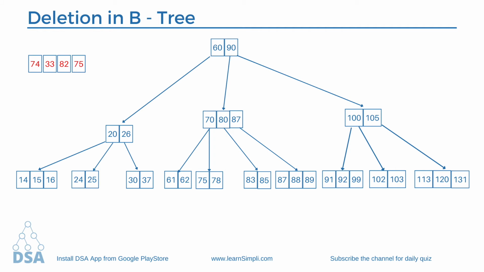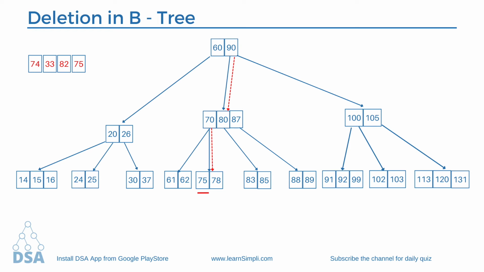It is greater than 60 and less than 90, so it goes here, and it is greater than 70, so it goes here. Here we found the target key, but we cannot delete it because it violates the B-tree property if we delete one key here. Why? Because it is having exactly the minimum number of keys in a node. Neither can we borrow from the immediate right node nor from the left node, because even they are having exactly the minimum number of keys.